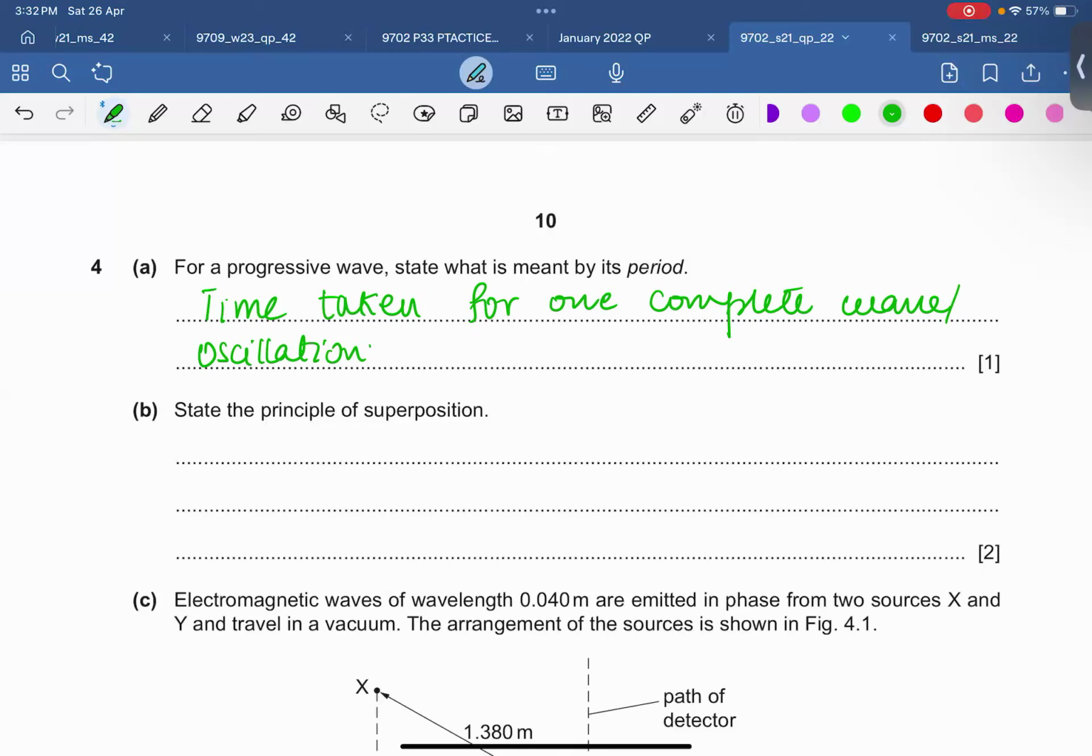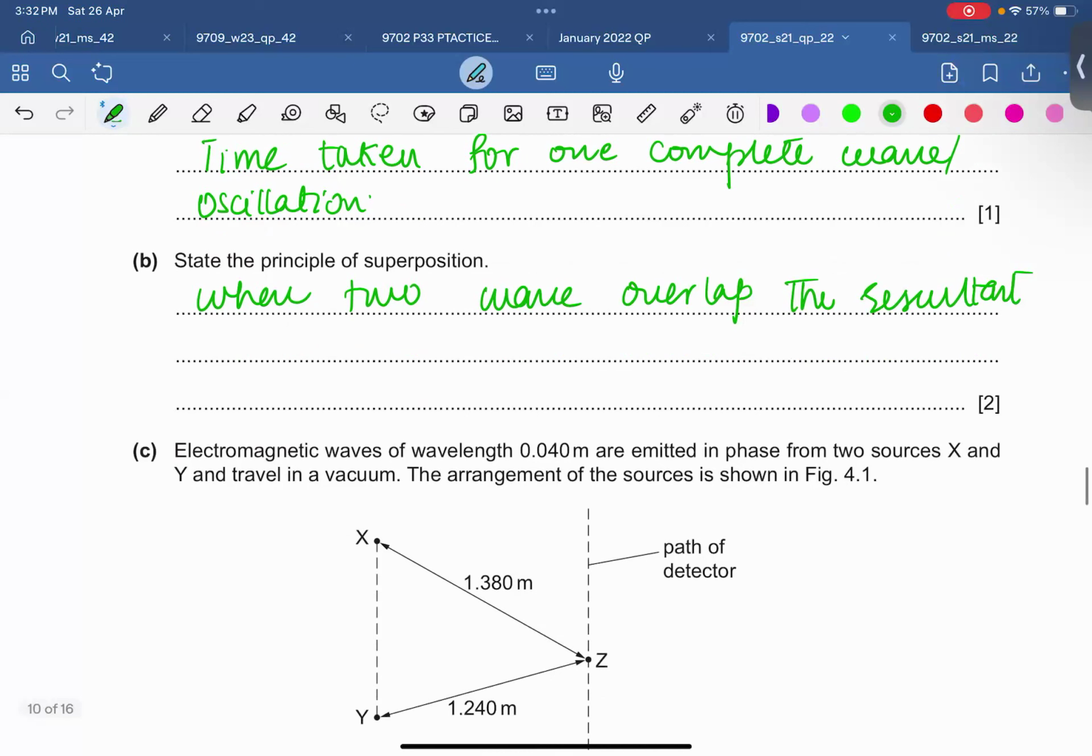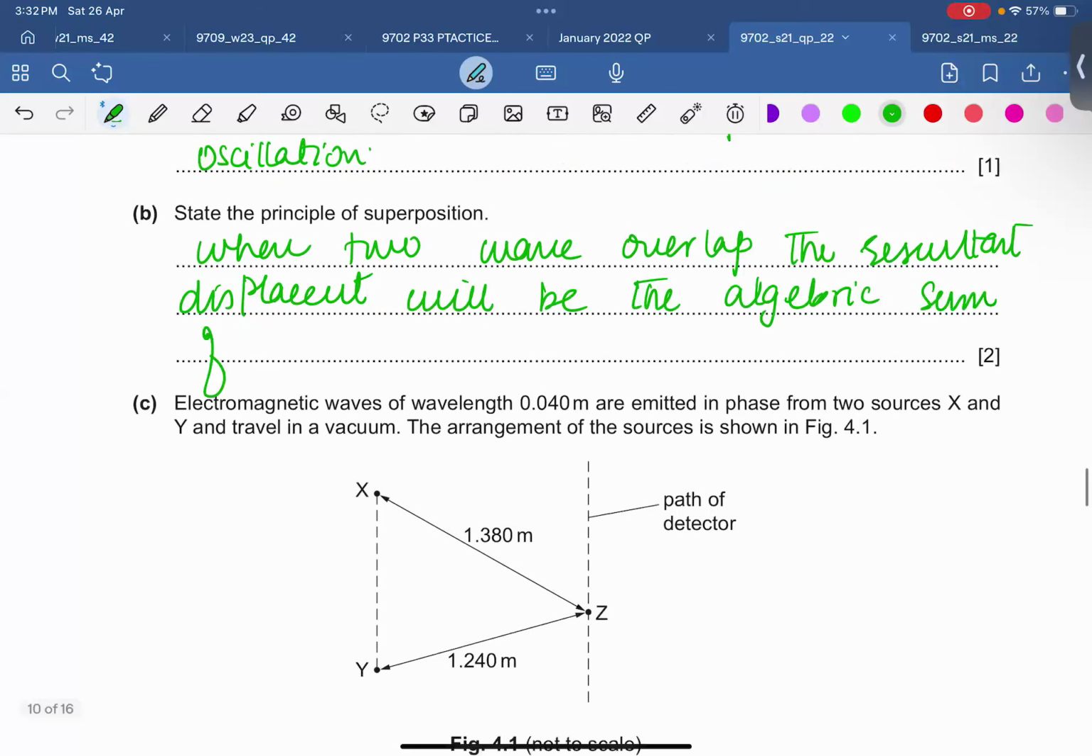Principle of superposition, guys. When two waves overlap, the resultant displacement will be the algebraic sum of the two individual waves' displacements.